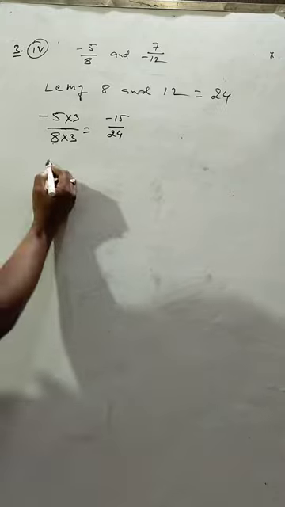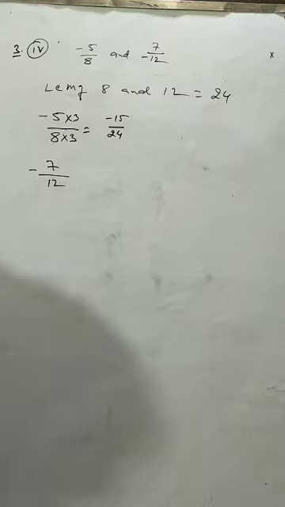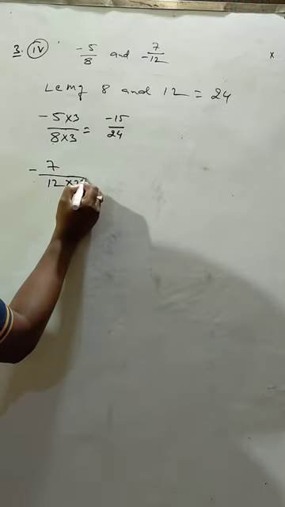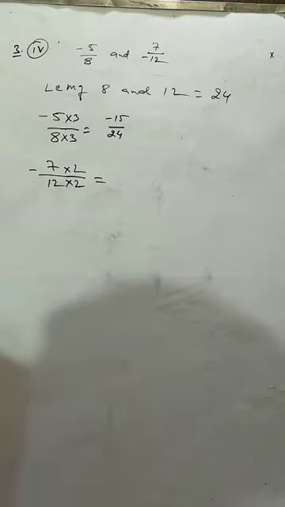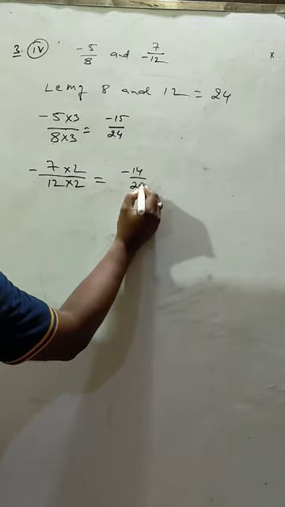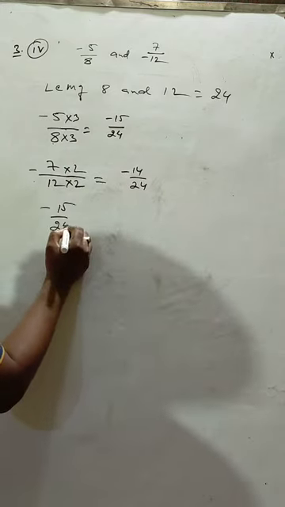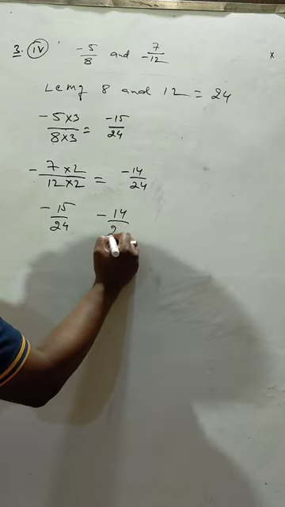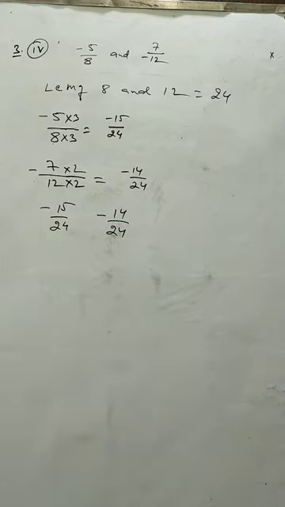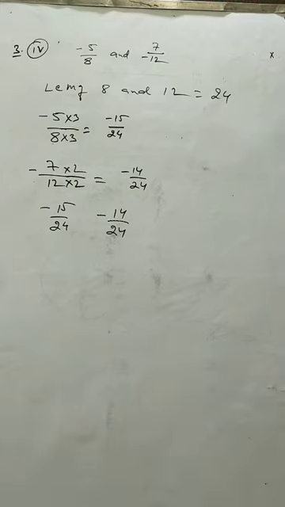Similarly, 7 by minus 12, or minus 7 by 12, it is okay. We have to multiply the denominator by 2, and the numerator also by 2, so it is minus 14 by 24. Now we have minus 15 by 24 and minus 14 by 24. This time both the denominators are the same, and such fractions are called like fractions. Therefore it is very easy to compare like fractions.